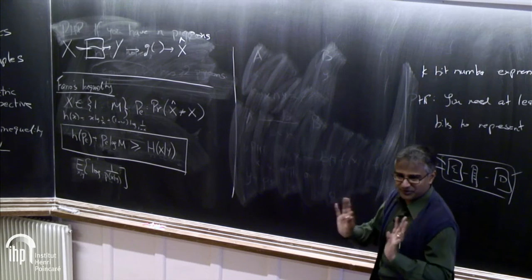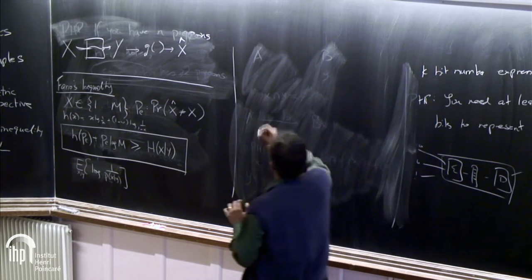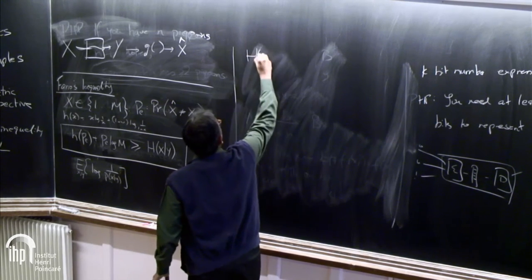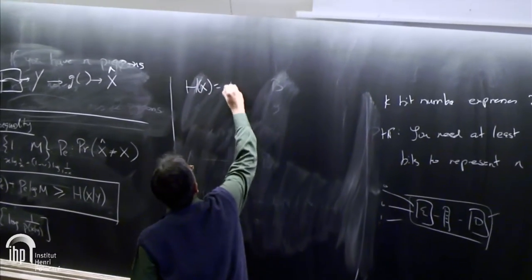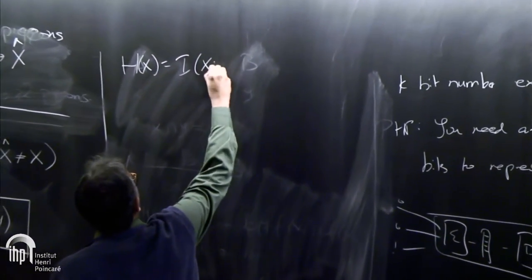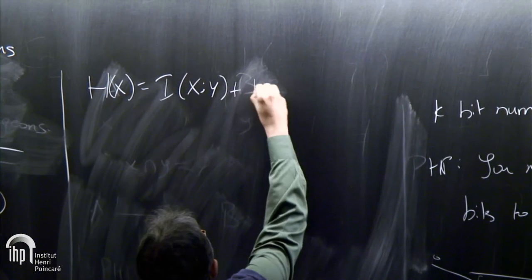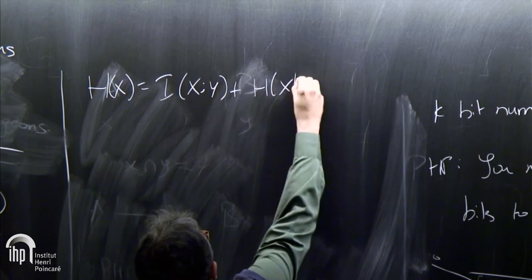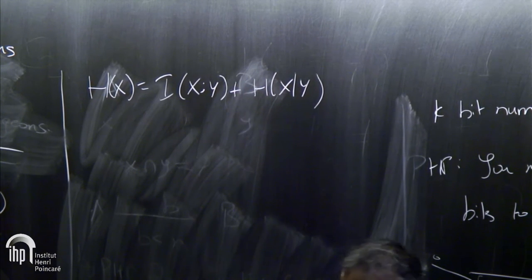And this is something that we understand very well from information theory. So we can write things like the entropy in X is equal to the mutual information between X and Y plus the residual leftover entropy after you've done the encoding. So this is a standard decomposition you can do.